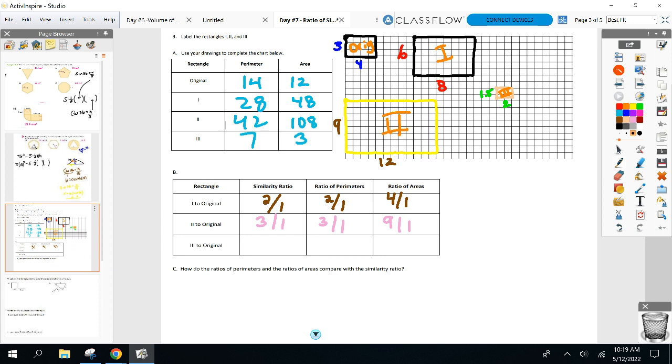Last one. 3 to the original. So 2 to 4. What's that reduced down to? 1 over 2. Look at the perimeter. The perimeter of 3 was 7. The perimeter of the original was 14. 7 over 14. 1 over 2. And then how about the areas? 3 over 12. Oh, 1 over 4.